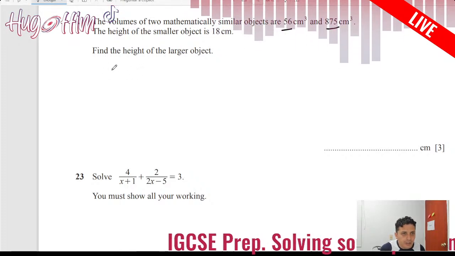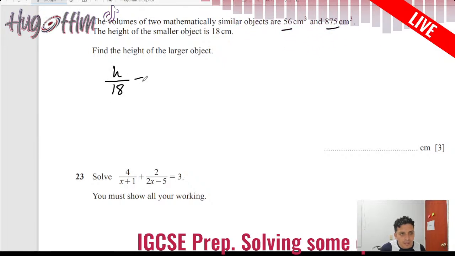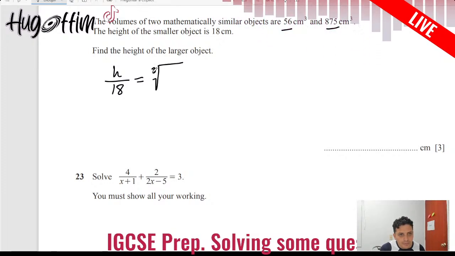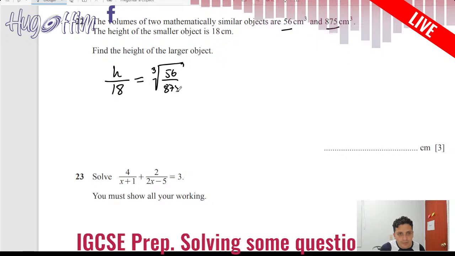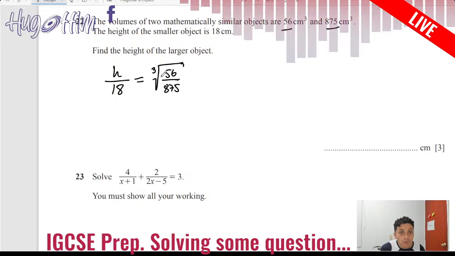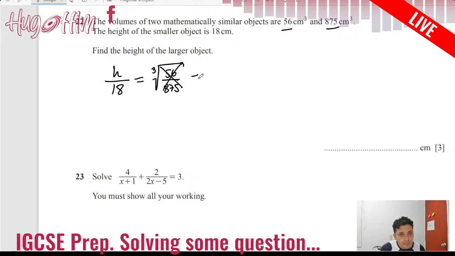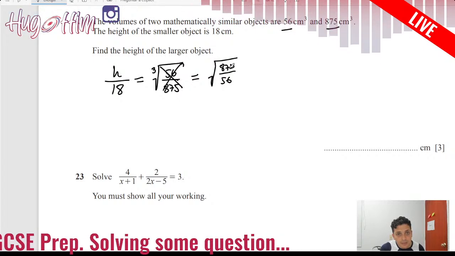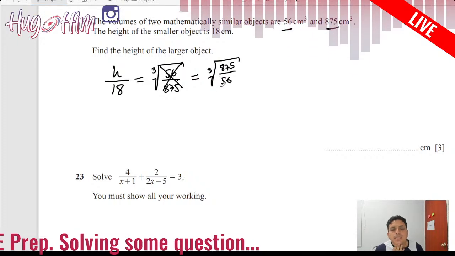So what you should do here is just formulate the proportion. Height of the smaller object over 18 is going to be the cubic root. You need to take the cubic root of 56 in this case, that is the smaller, over 875, that is the larger. Oh, sorry, the smaller object is 18. The smaller object is 18, so the cubic root of 56 over 875.